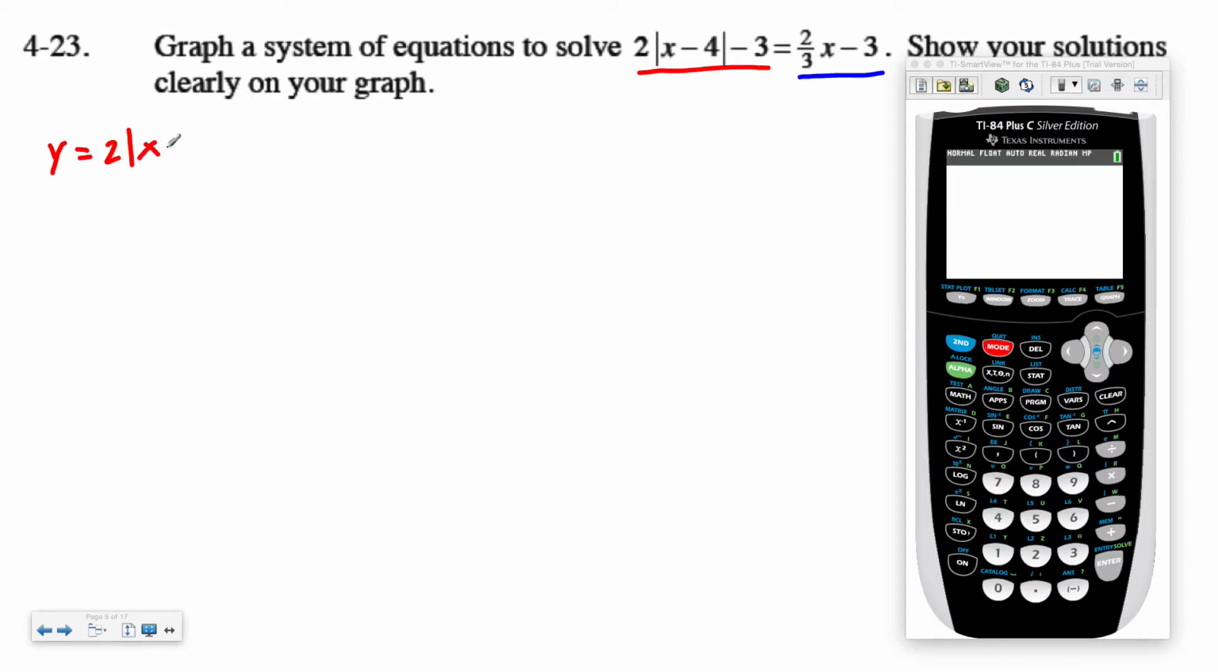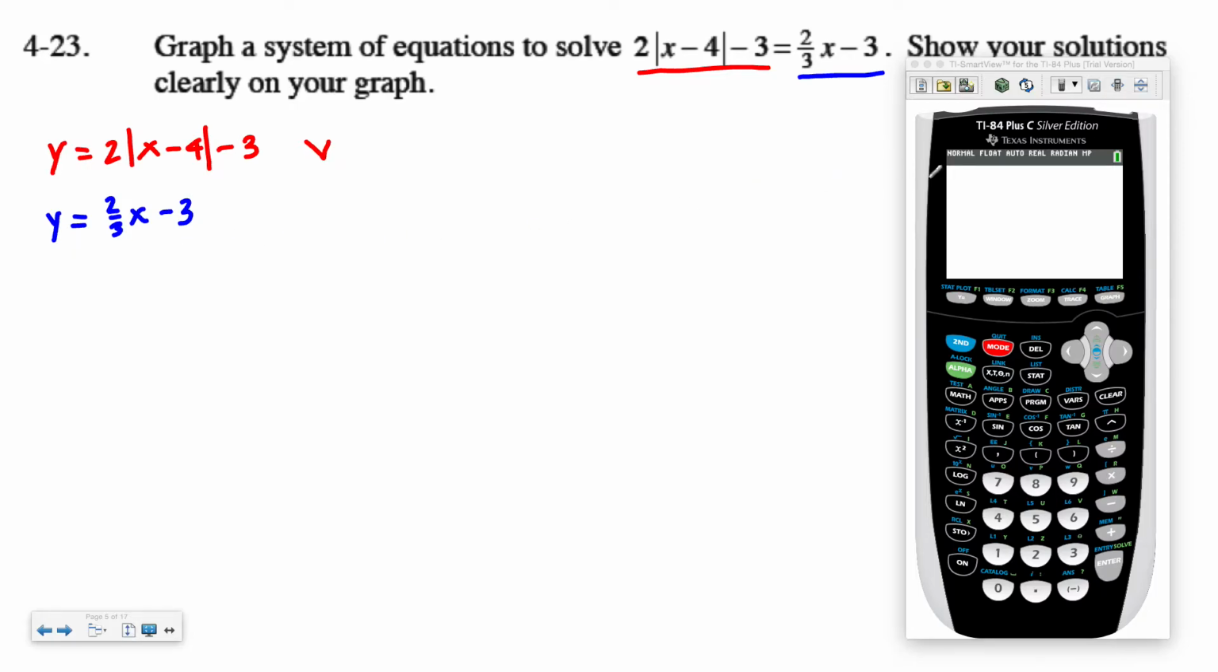absolute value of x minus 4, and then we have minus 3 on the outside. And our second equation will be y equals 2/3 times x minus 3. Now this one here is an absolute value function, so remember that should make that V shape. Remember, this is your stretch factor. You've got your h and your k. And this one is just a line.